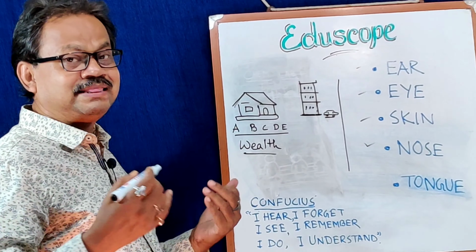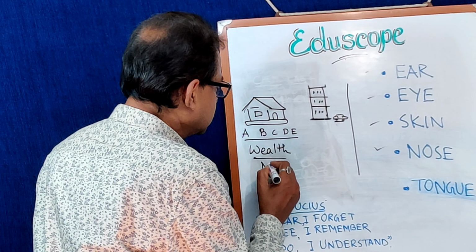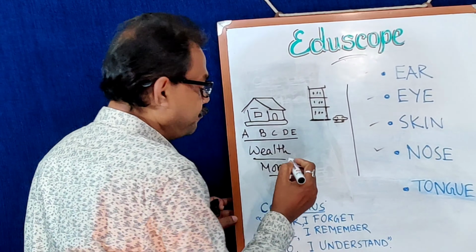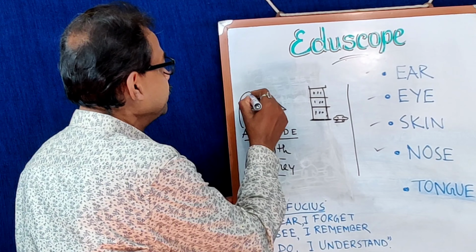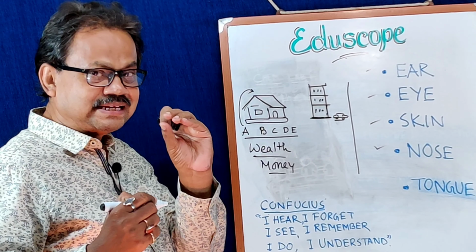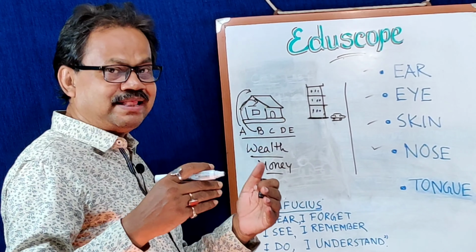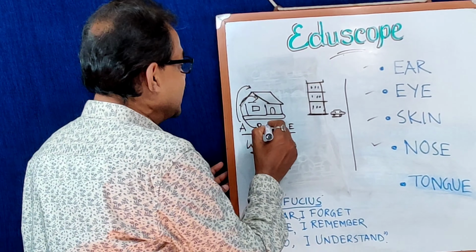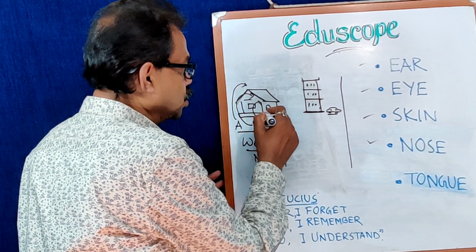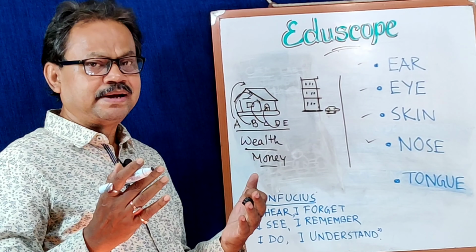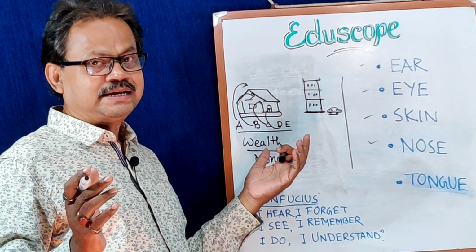Then how can this wealth be increased? By getting more money. From where would money come? From outside. Suppose A starts earning, wealth is increased a little bit. When B is earning money, wealth is being increased. Then C is also earning, D is also earning. So when most of the members are earning money from the surroundings, their wealth would increase.